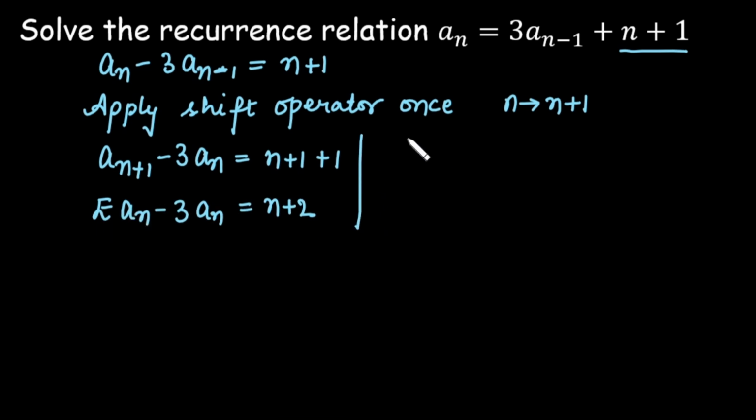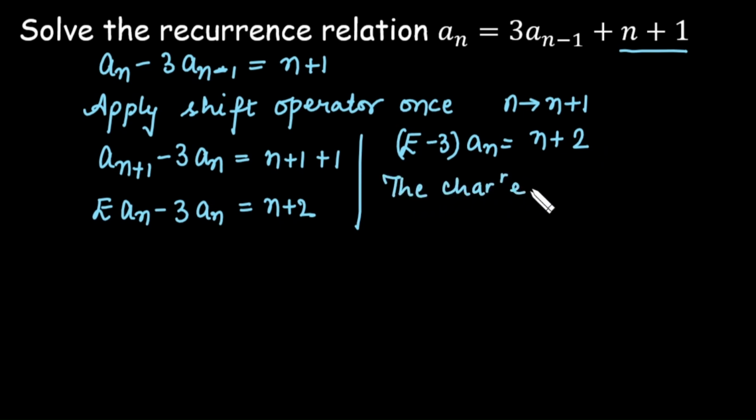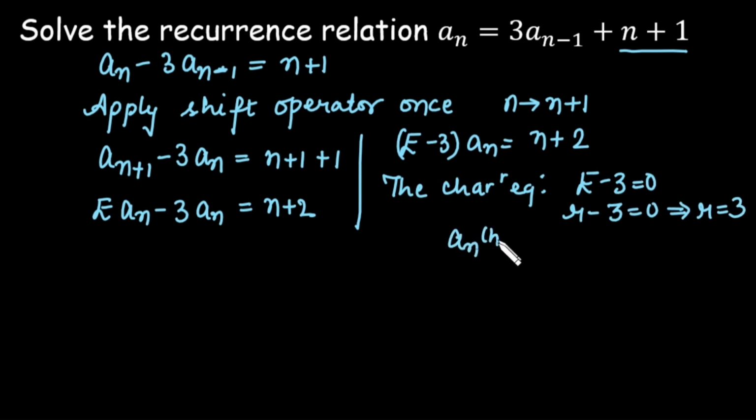Simplified form from here we have (E minus 3) y_n is equal to n plus 2. So for the homogeneous case we need the characteristic equation. The characteristic equation is E minus 3 is equal to 0, or in form of r, this is r minus 3 is equal to 0, which implies r is equal to 3. And the homogeneous solution in this case is equal to C1 times 3 raised to power n.